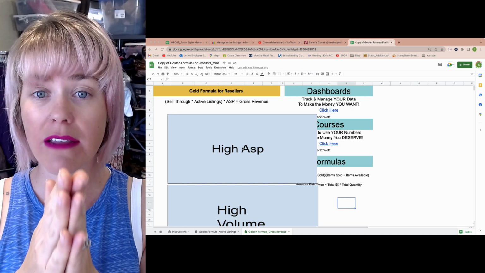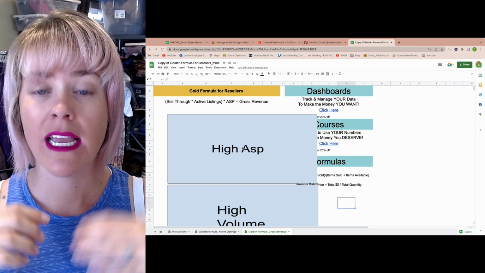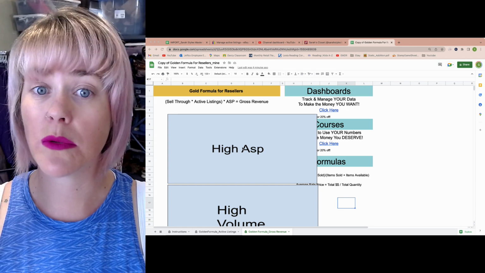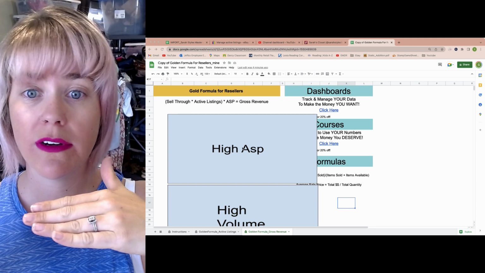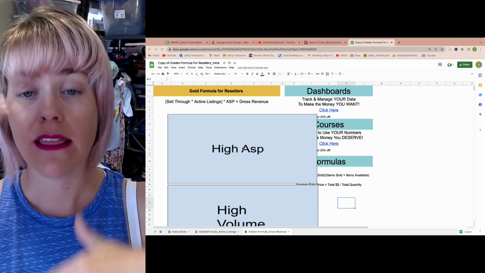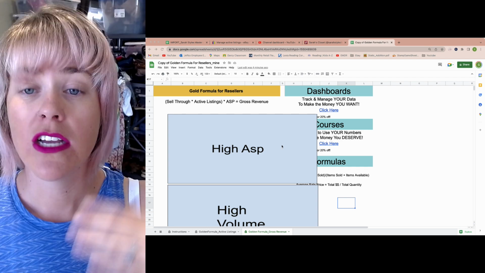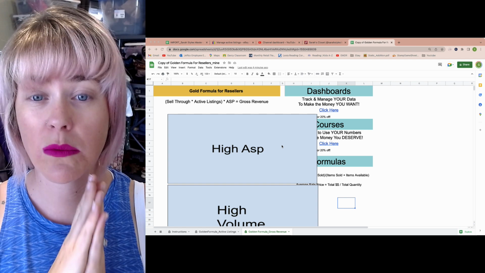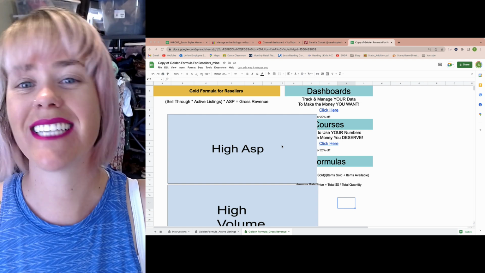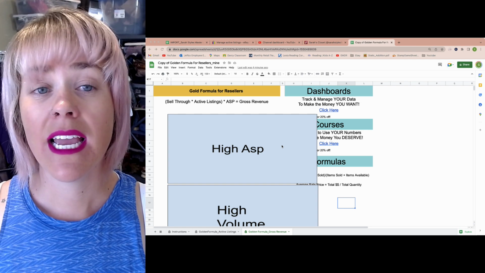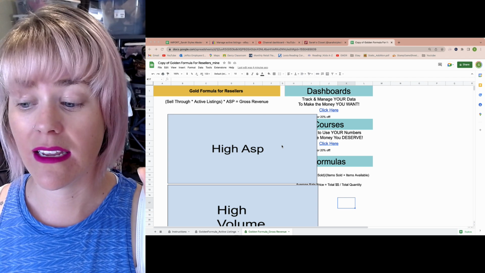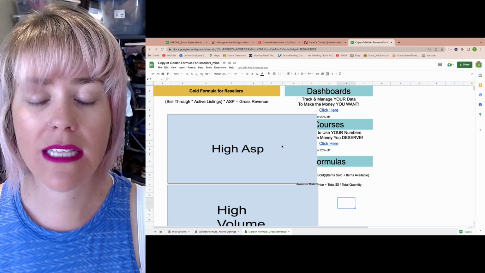So if you have a formula, you have an equal sign, and what you have on one side equals what you have on the other side. When you move a variable up on one side, the other side is going to move up. So the golden formula for resellers, this is what I use for all of my reselling to figure out how much I'm going to make. It's what I use in the dashboards that I have for sale.